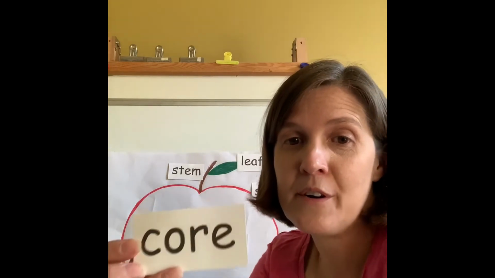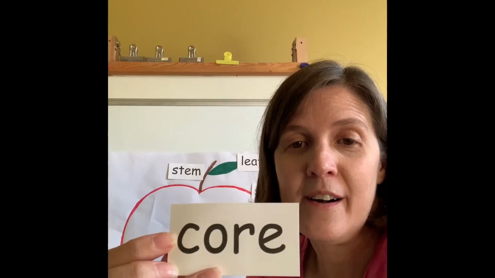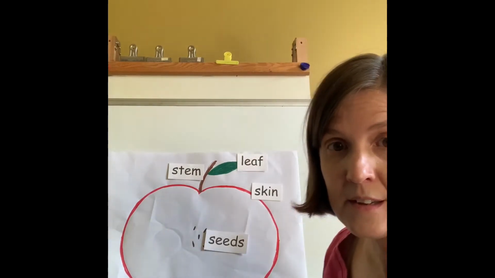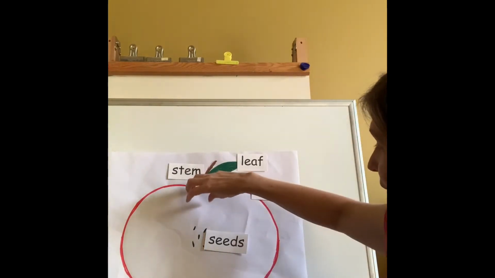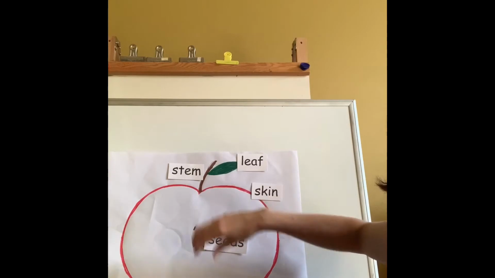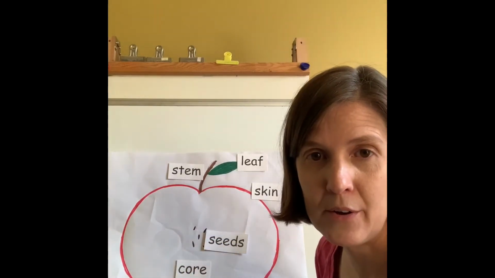Here's my next word. It starts with the letter C, and it goes core. Where is the apple core? Do you remember what the apple core is? Do you know where I should put this word? Point. That's right, here in the middle is the apple core. We don't eat the apple core. So I'm going to put it right in the middle.